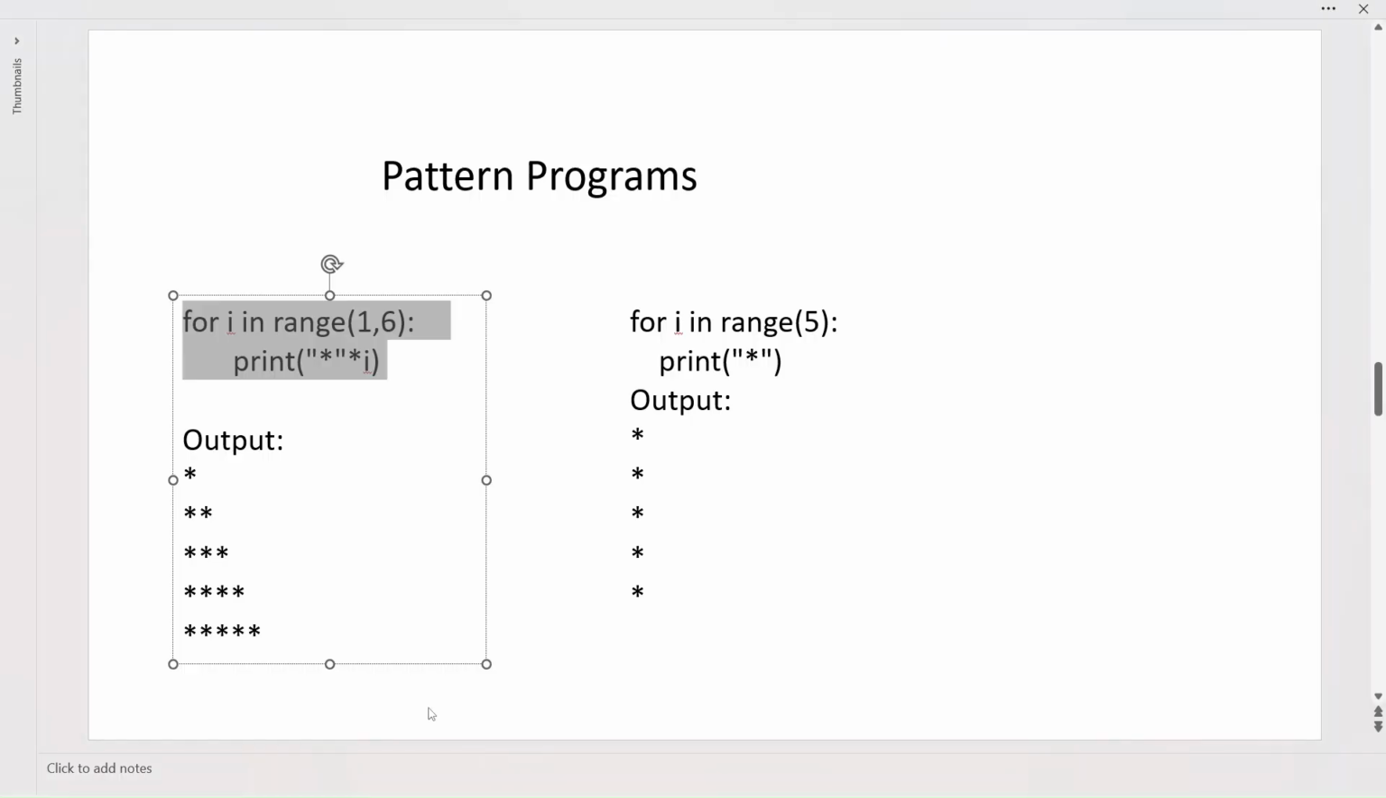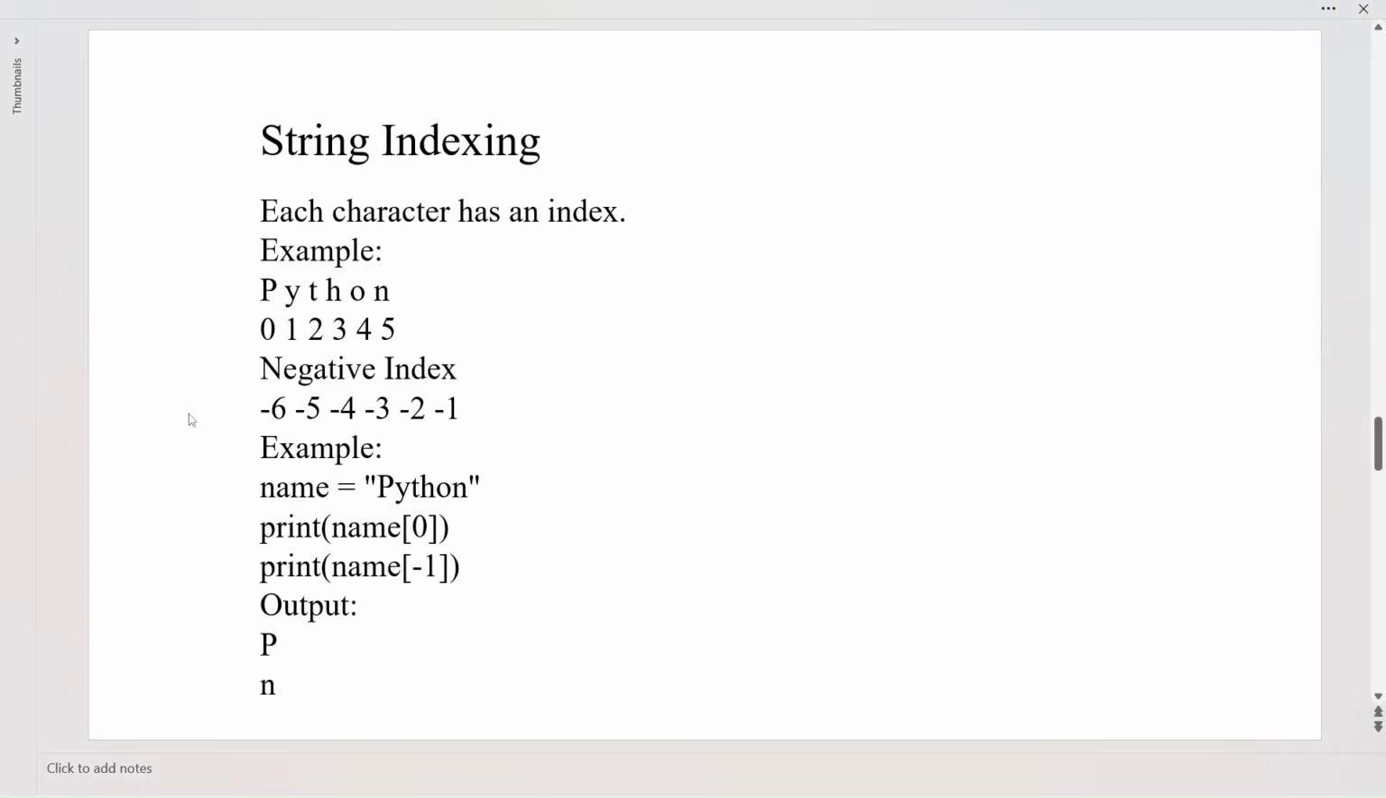Okay, so string indexing. Each character has an index. For example, I will take the word Python. I will give the index numbers for this word: 0, 1, 2, 3, 4, 5. If it is a negative index, it means reversing. Here I gave 0 plus only. For negative index I will assign minus: minus 1, minus 2, minus 3, minus 4, minus 5, minus 6. From right to left I am going to give. For name equal to Python, print name of 0.